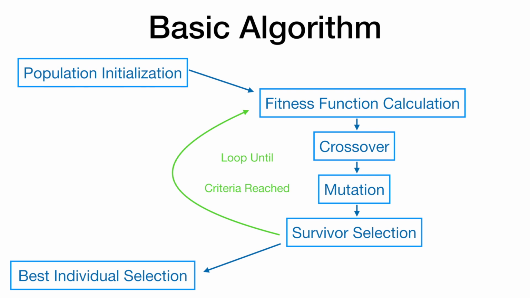Then we have the fitness function calculation. We check how good a particular chromosome is, whether the solution described within this chromosome is better than others, and how good it is. Then we have crossover. We choose parents and they produce offspring. Then there is the process of mutation, because if we just stuck to crossover, we would only have mixes of solutions that were used when we were creating the population initially.